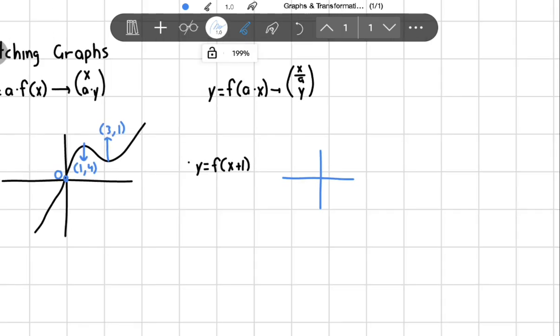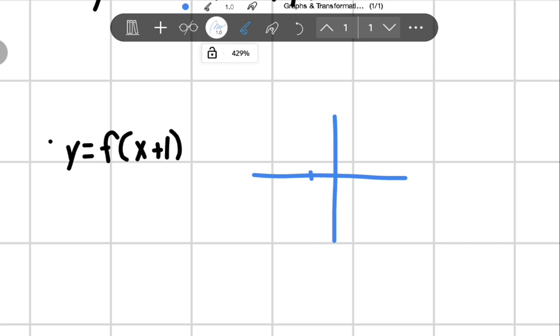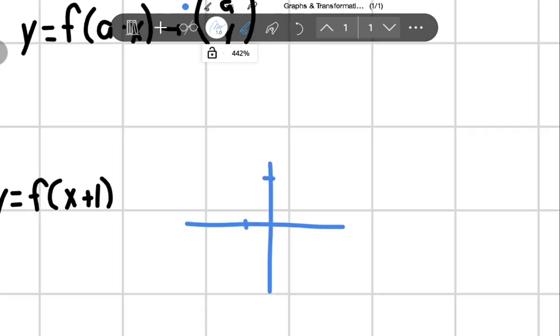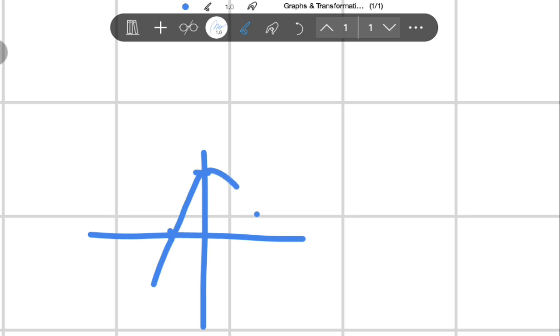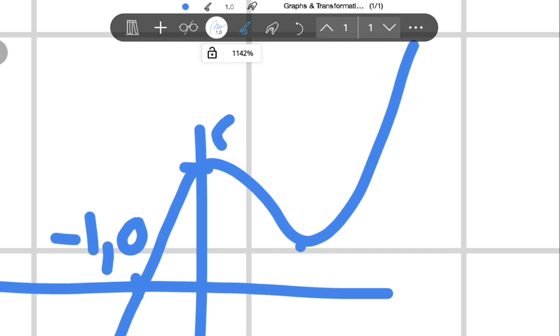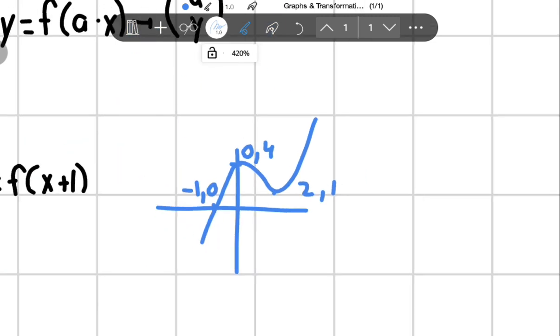So each key point, if we have 0 and 0, first of all, we're going to move by order for each key point. 0 and 0, and we're going to decrease the x coordinate by 1. So we'll have -1 and 0. And then we have 0 and 4, because if we look here, and we'll have 2 and 1. So we could go 2 and 1 somewhere here. So this is the new function we have. We just want to label: we have -1 and 0, we have 0 and 4, and we have 2 and 1. So yeah, that's basically what it is.